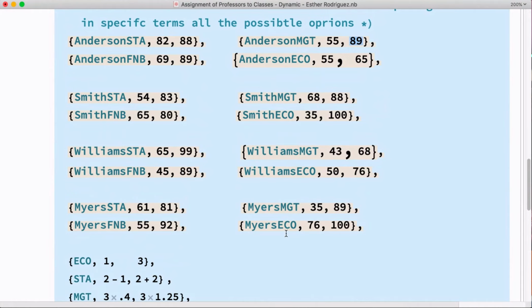Would you put Myers into management? Jacqueline says, no, because Myers is perfect in economics. Do you have a problem? Jacqueline says, yes, because Smith is perfect in economics. And if you have two people that are perfect in one place and you need to select one, I want to know who is going to be selected and why. And I want you to tell me what this information means. Would you prefer Smith or would you prefer Myers? And why?